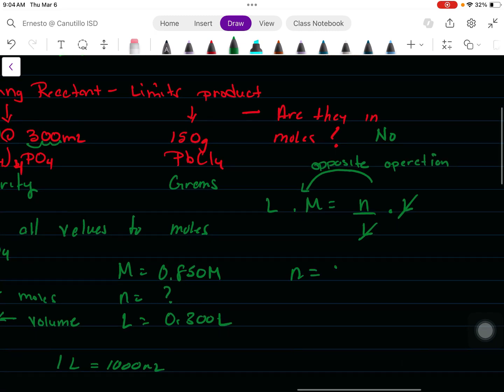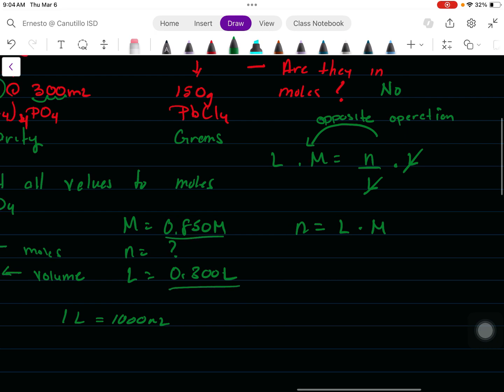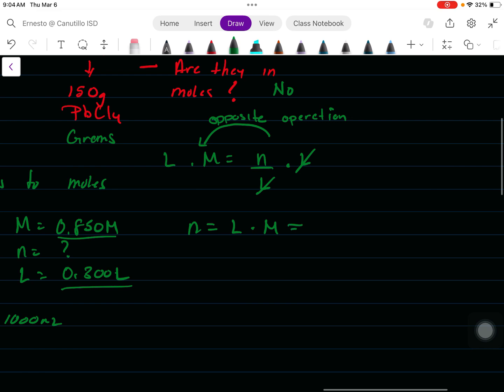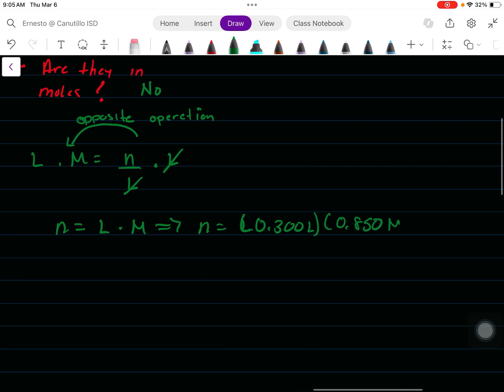Now that I have this, my equation looks like this. To find the moles, I'm going to take the liters and multiply it by the molarity. So let's go ahead and plug everything in. I'm going to replace these two variables with the values in the problem. To calculate moles, I'm going to take 0.300 liters and multiply that by 0.850 molar.